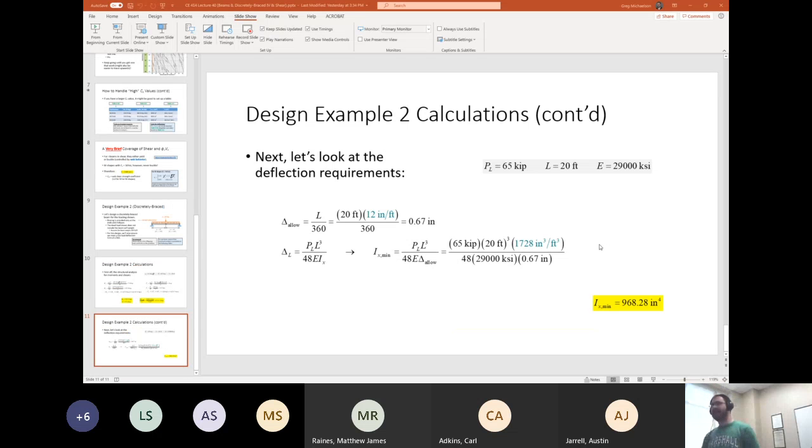And then lastly, we have our moment of inertia. So this is a point load at midspan, so our deflection formula is PL cubed over 48EI. The allowable deflection was L over 360. I computed that and I got 0.67 inches. PL cubed over 48E, just solve for the I value, just swap I and the deflection, and you get 968.28. Is everybody okay with that? I don't want to just rush through it if there are any questions, but I figured that this was pretty old hat at this point.